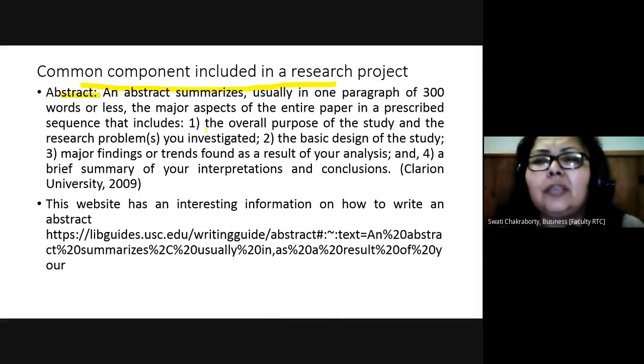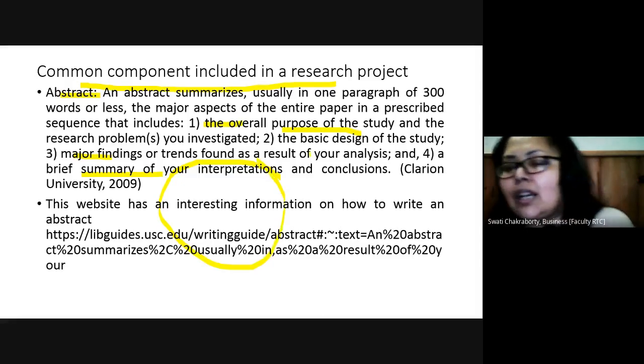So what are the main things that you include? The overall purpose of the study and the research problems you investigated, the basic design of the study, major findings, and a brief summary of your interpretation and conclusions. So this is the website which also tells you how to write an abstract.